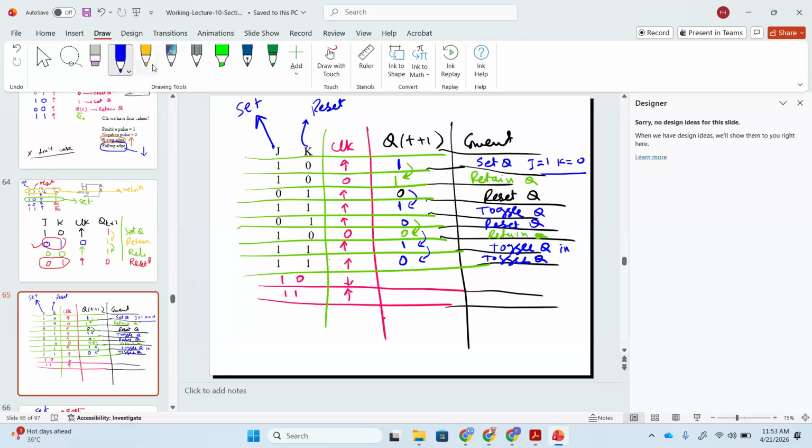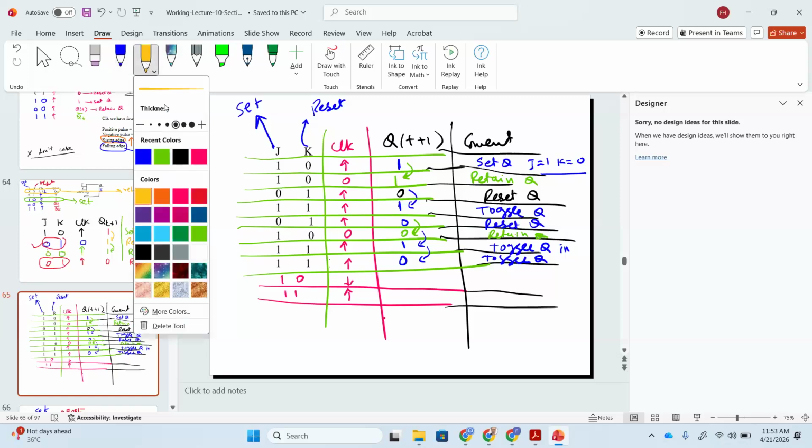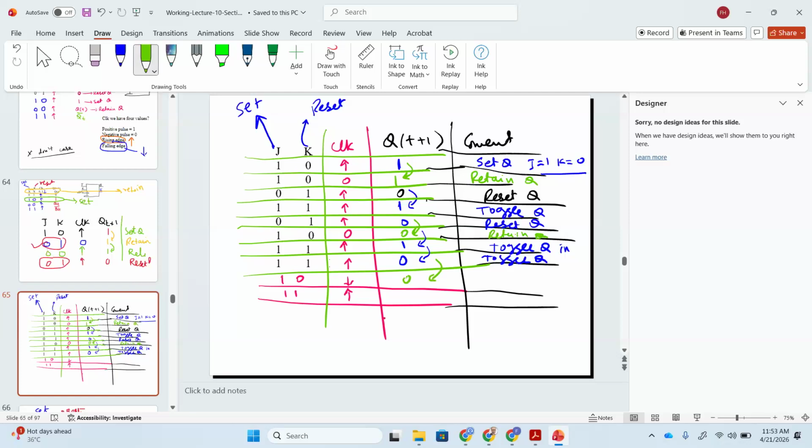So for the retain, I'm using the green color. It will retain zero. So it will retain Q. Please look at the green color. When I'm using retain, if it's one, it will stay one. For the toggle, I'm using the blue color; it changes the value. And for the green color, it is retaining the previous value. Any question? Clear or not clear?